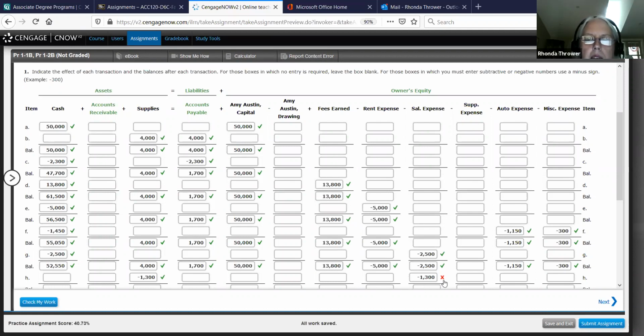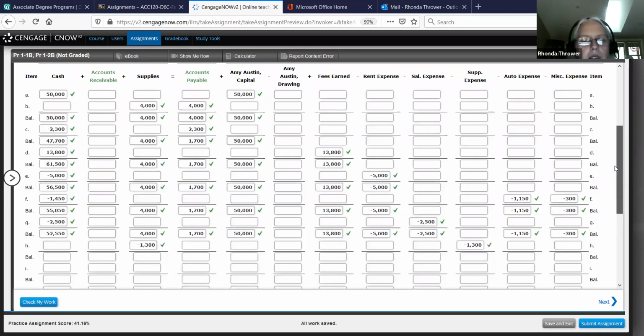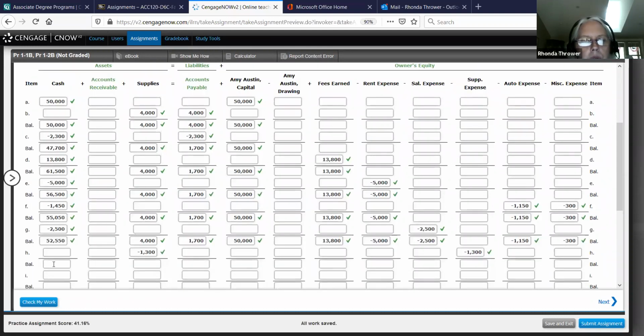Now I'm noticing I got a red X here, so I might need to look back and see what happened. Did you see that I put it in the wrong column? It should have been in supplies. So let me put in a negative 1,300 over here in supplies, and let me get rid of this in the salary expense. This was not a salary expense. This had to do with supplies. So let me get it in the right column to start with. Then we can rebalance our transactions like we were doing before.